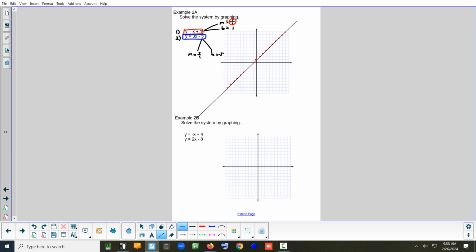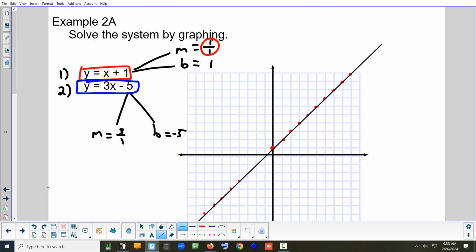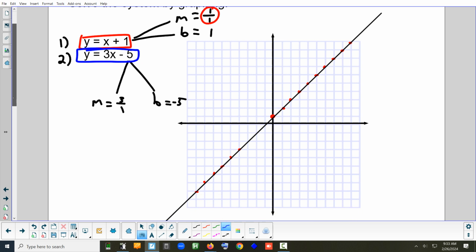Okay, so that looks pretty good. As good as I can do. Okay, so there's our first one. Now let's do the second one. What's the y-intercept of my second line?